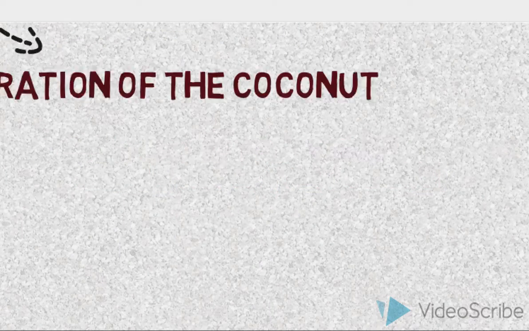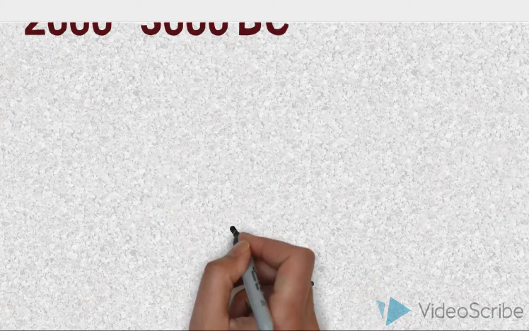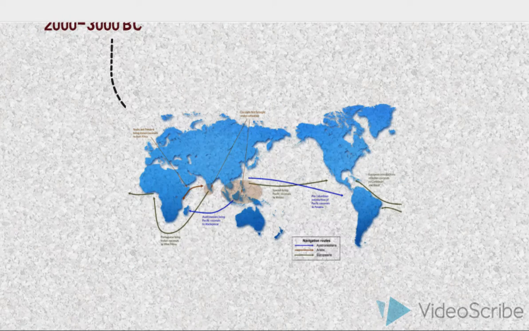We now talk about the migration of the coconut. The migration of the coconut began sometime between 2000 and 3000 BC when the Polynesians discovered it, and the coconut would continue to migrate until 800 BC. In this map, the blue arrow showed the navigation routes taken by the Polynesians.